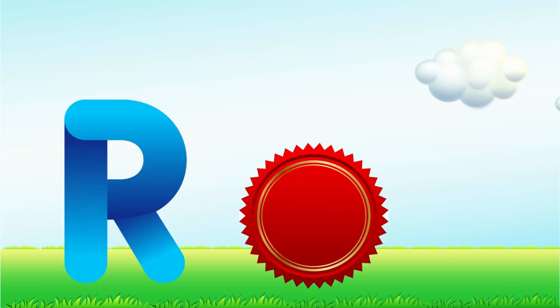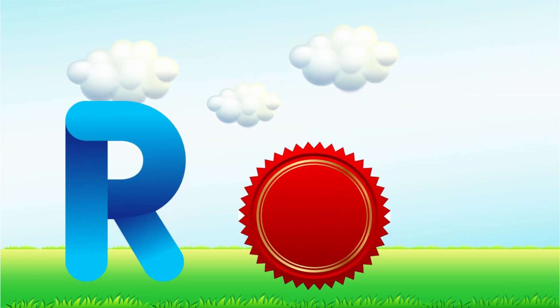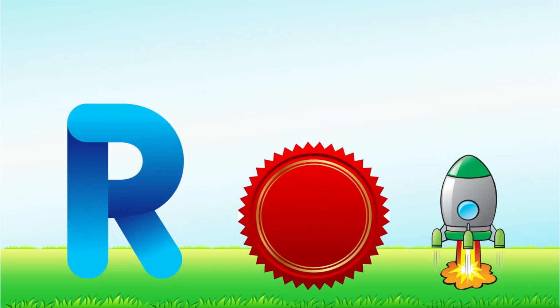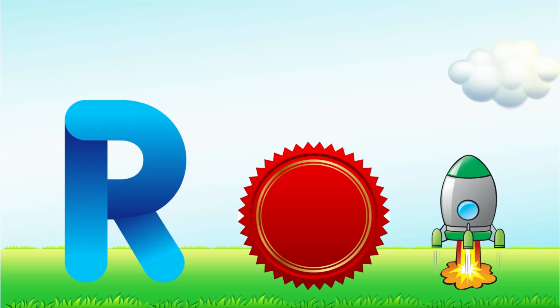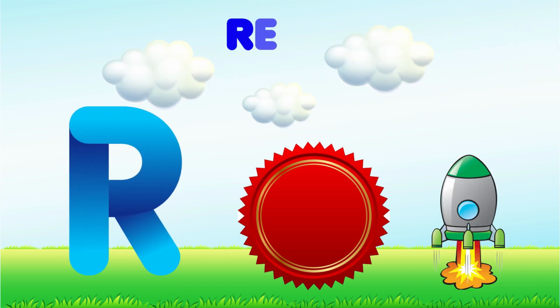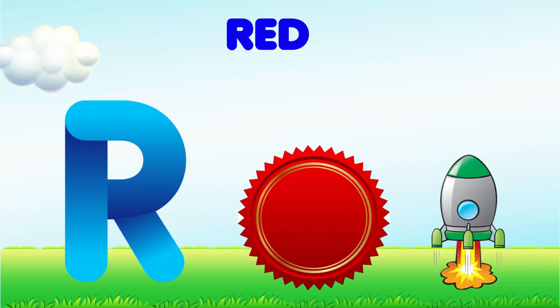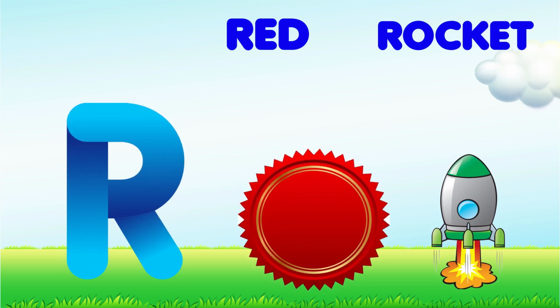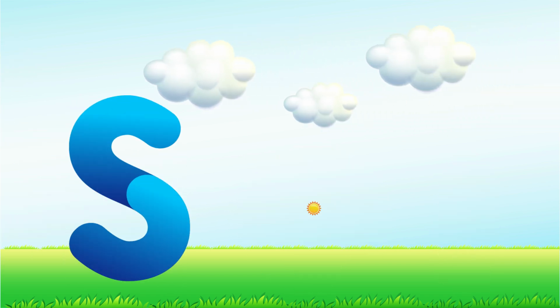R is for red. Red. R is for rocket. Rocket. R is for red. R is for rocket. S is for sun.